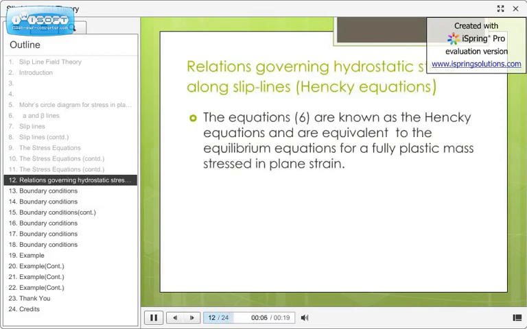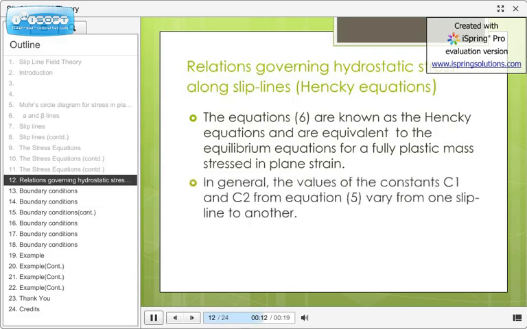The equations 6 are known as Hencky equations and are equivalent to the equilibrium equations for a fully plastic mass stress in plane strain. In general, the values of constants C1 and C2 from equation 5 vary from slip line to slip line.